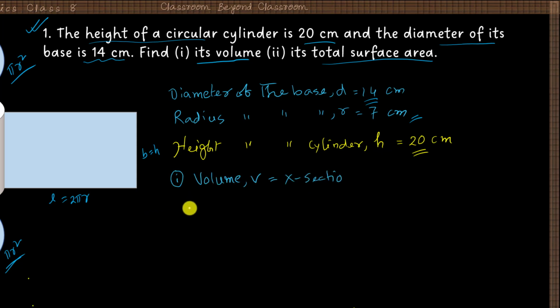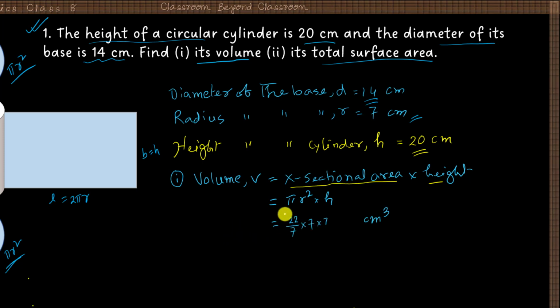Therefore number 1 is volume V, which is equal to cross-sectional area multiplied by the height of the cylinder, and cross-sectional area is pi r square and height is equal to h. So if you put the values, then pi equal to 22 by 7, r square is 7 into 7, and height is h, that is 20. So this is centimeter cube. If you simplify, it will be 3080 centimeter cube.